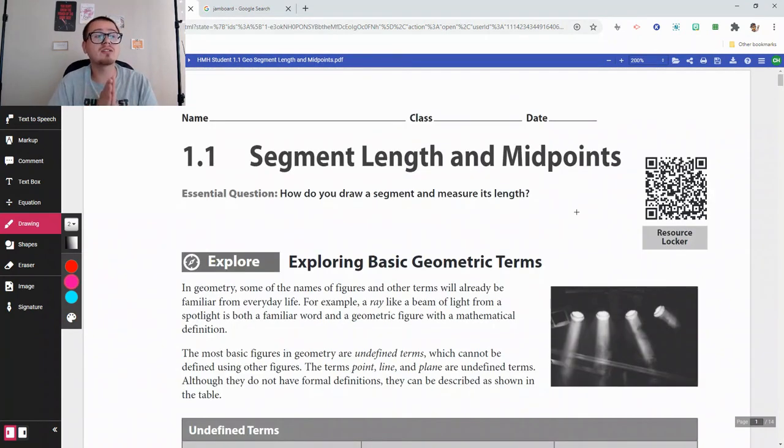Now, the essential question was, how do you draw a segment and measure its length? I want you to pause real quick and think about it before I give you an answer that I think works for that. Essential questions really just help you understand where you are, right? So how do you draw a segment and measure its length?